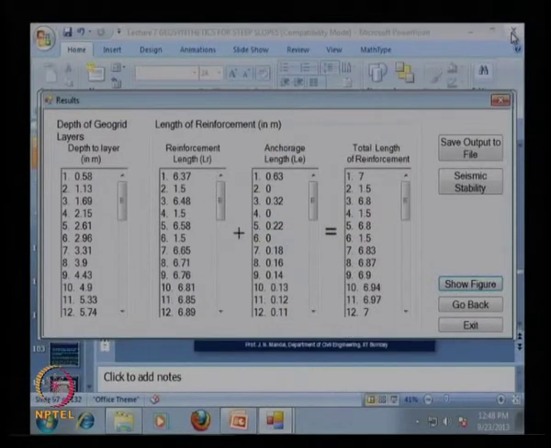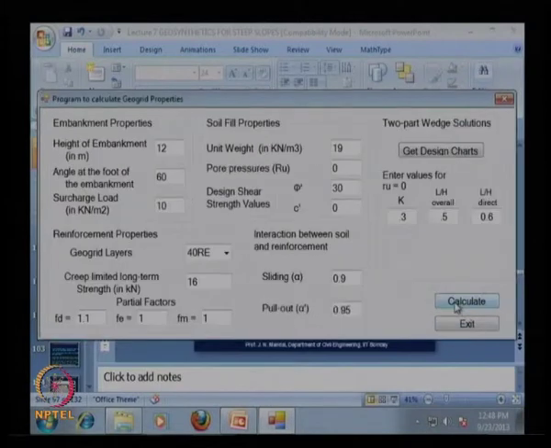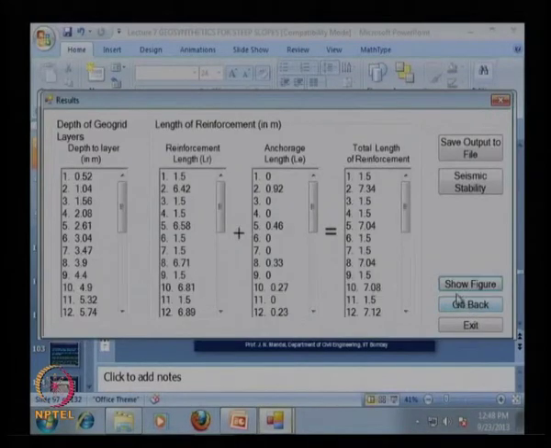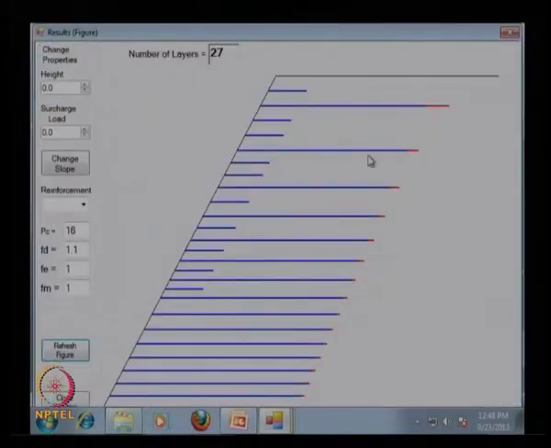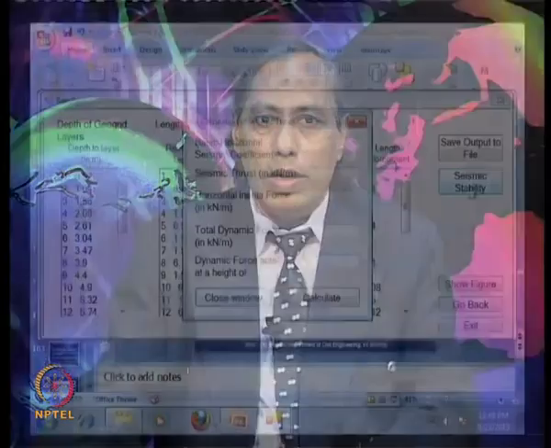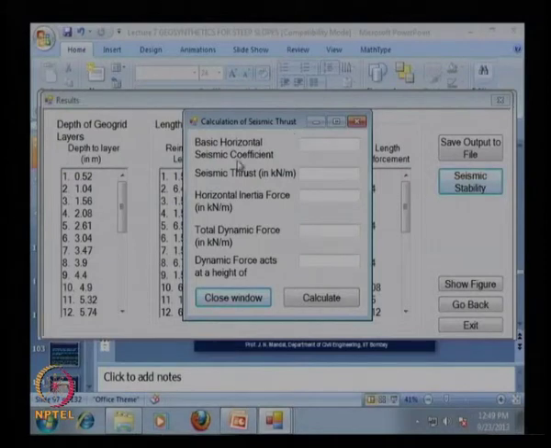You can also change the reinforcement property. Suppose 80 RE, you can do the 80 RE, then calculate and see the property. Now the seismic aspect also can be shown; seismic also you have to take into account. So you can say that you want to calculate seismic stability also.